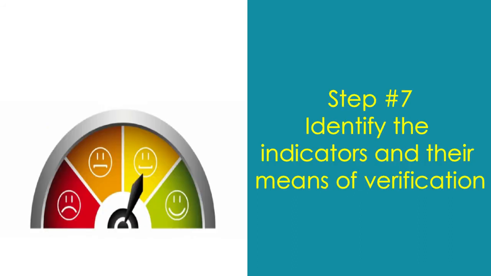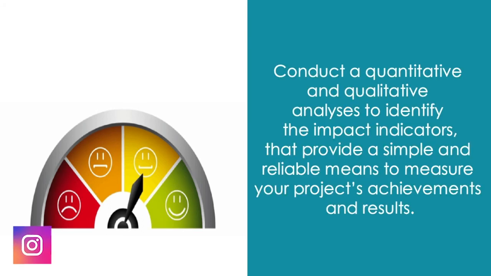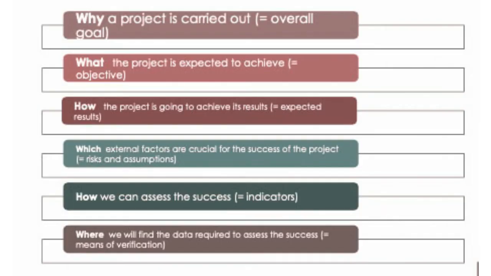Step number 7, identify the indicators and their means of verification. Conduct a quantitative and qualitative analysis to identify the impact indicators that provide a simple and reliable means to measure your project's achievements and results. Take a look at the project planning matrix on your screen.